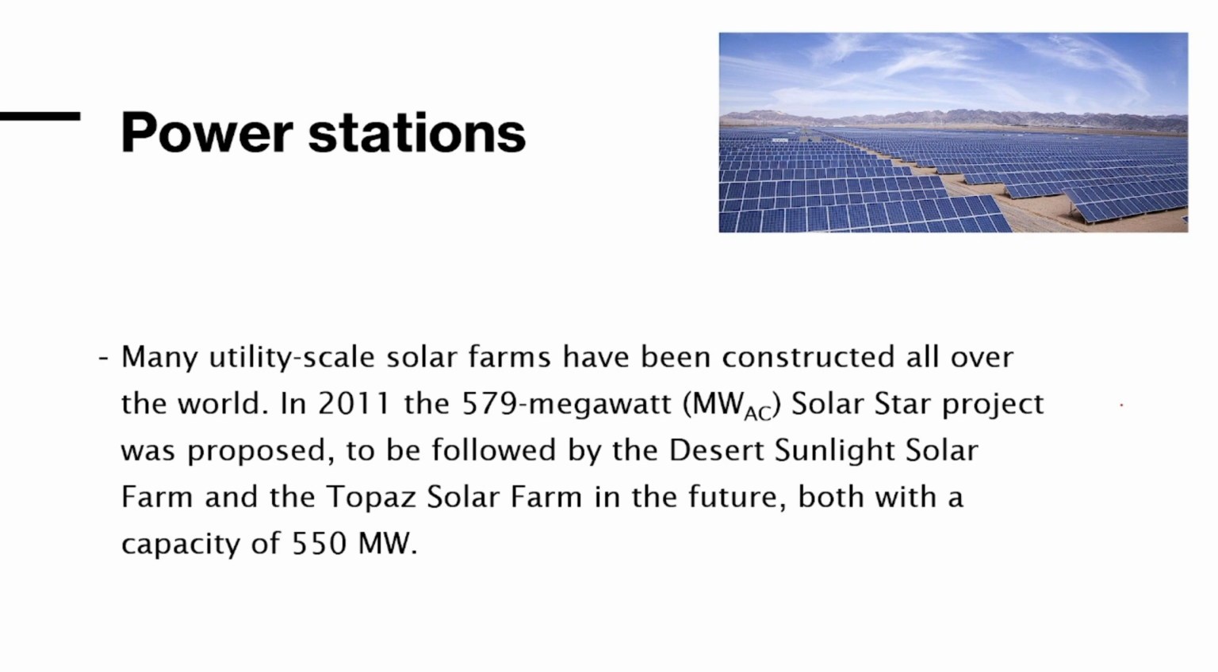In the field of power generation, we have power stations. Many utility scale solar farms have been constructed all over the world. Especially in 2011, the 579 megawatt Solar Star project was proposed to be followed by the Desert Sunlight Solar Farm and the Topaz Solar Farm in the future, both with a capacity of 550 megawatt. So, there are proposed plans to cover areas with solar farms so that maximum power can be generated and utilized.